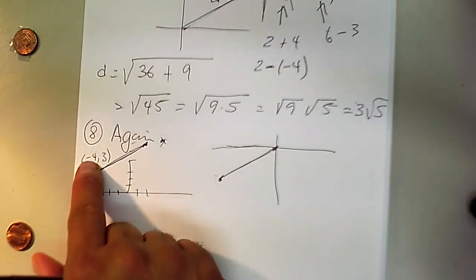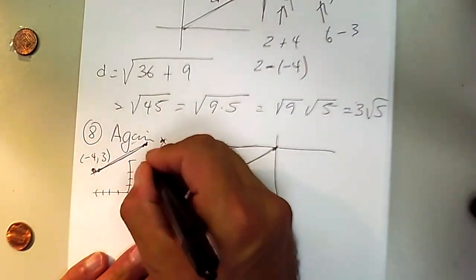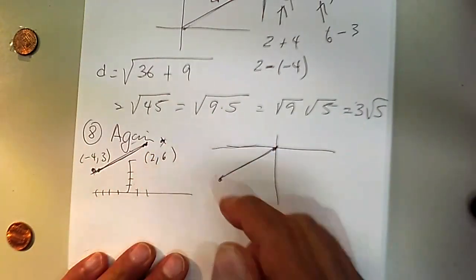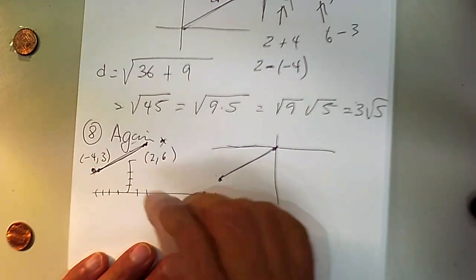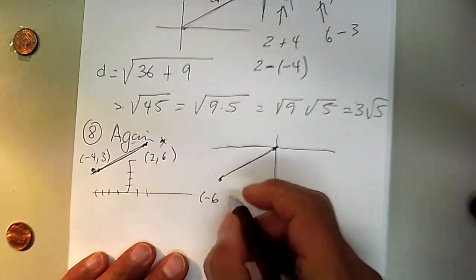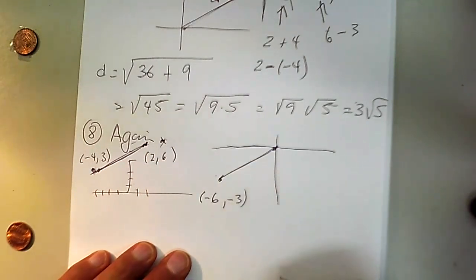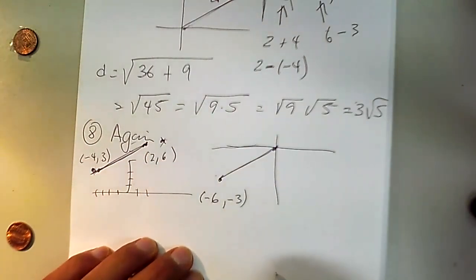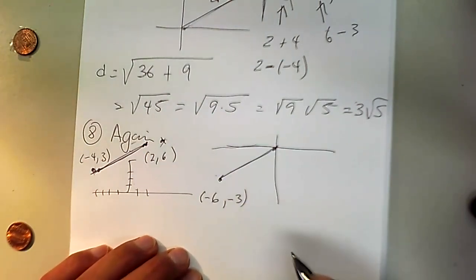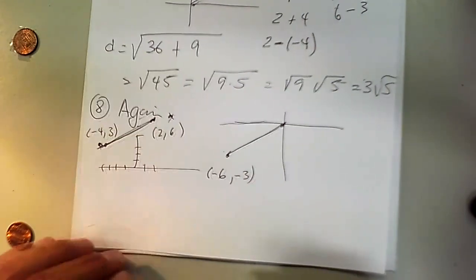So negative 4, I forgot what this point was, 2, 6. Negative 4 minus 2 is negative 6. 3 minus 6 is negative 3. So can we do that? Yeah. We're always subtracting one point from the other, coordinate by coordinate. That's what it boils down to.